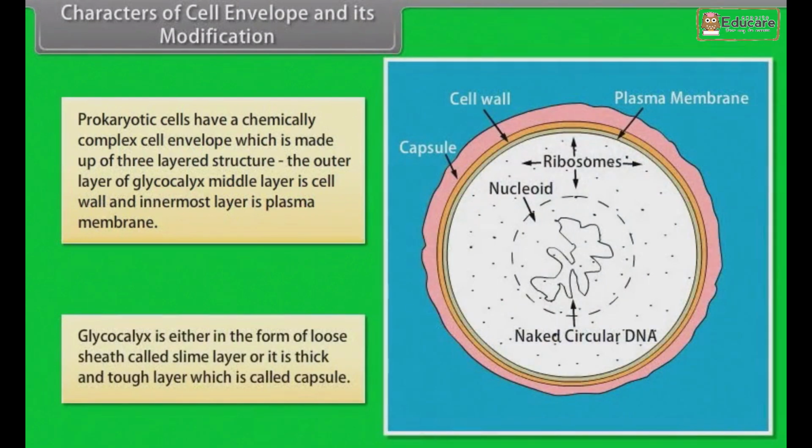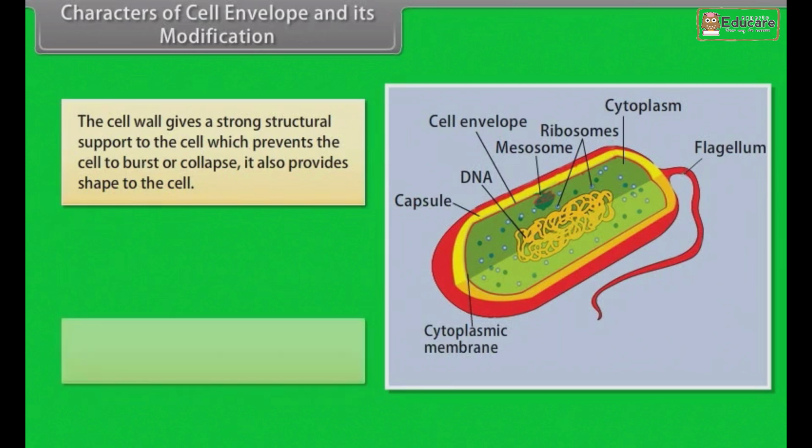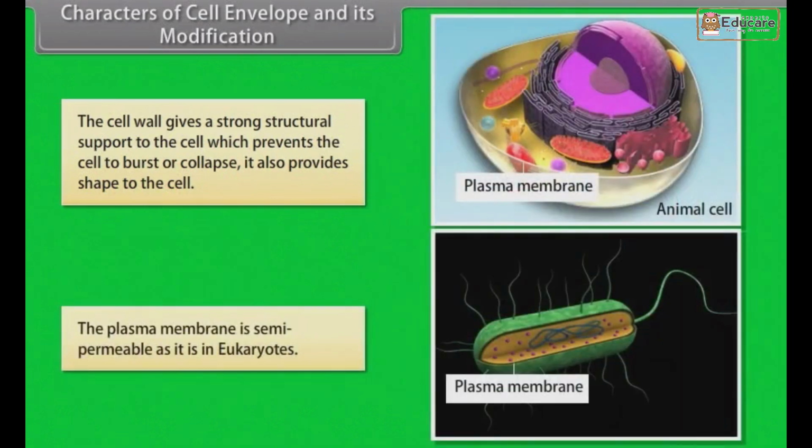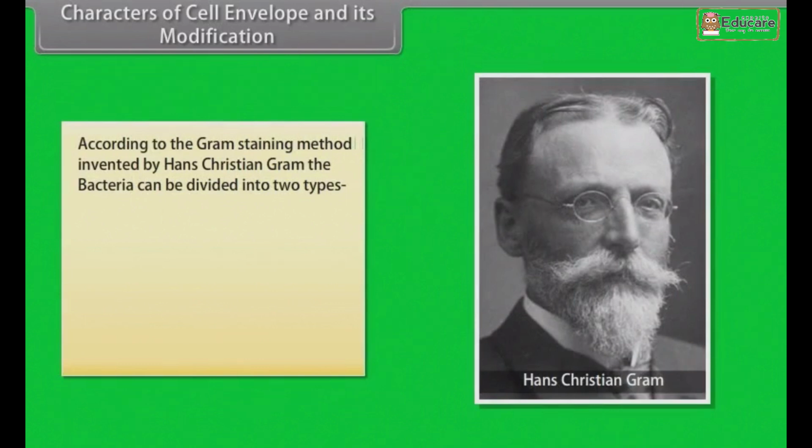Glycocalyx is either in the form of loose sheath called slime layer, or it is thick and tough layer which is called capsule. The cell wall gives a strong structural support to the cell, which prevents the cell to burst or collapse. It also provides shape to the cell. The plasma membrane is semi-permeable as it is in eukaryotes. According to the Gram staining method invented by Hans Christian Gram, the bacteria can be divided into two types.